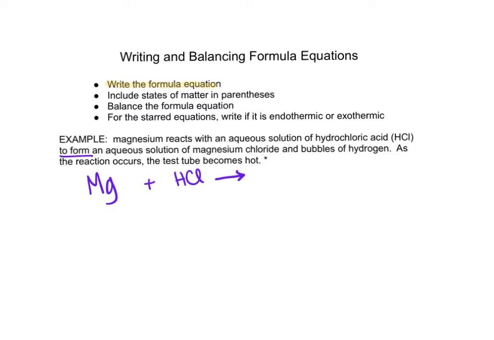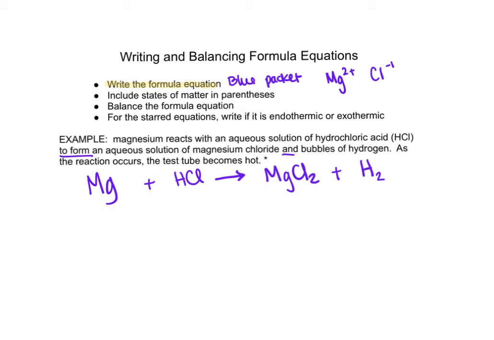So magnesium chloride, you're going to have to get your blue packet out. Right? And you'll look up magnesium on the periodic table to see that it has a 2+ charge, and you'll look up the chloride ion on the periodic table to see that it has a -1. So if you cross it down, you're going to get the formula of MgCl2. Okay? And bubbles of hydrogen. So plus H. But remember, hydrogen is diatomic, so it's going to be H2. Okay? So we've written the formula equation.